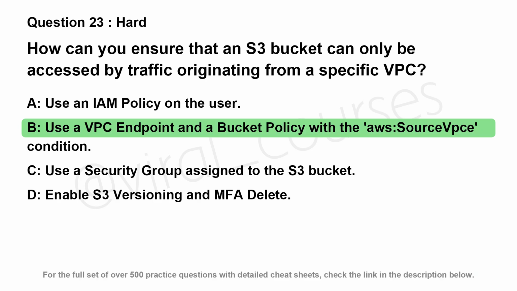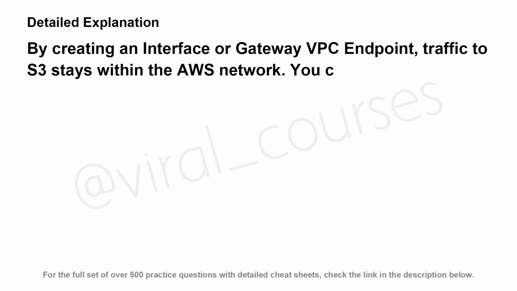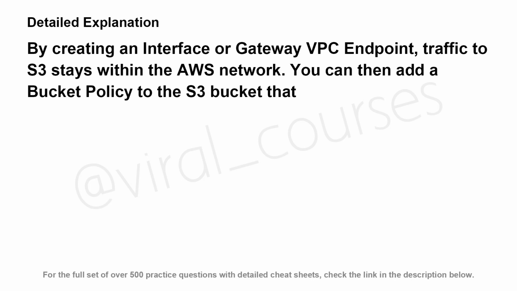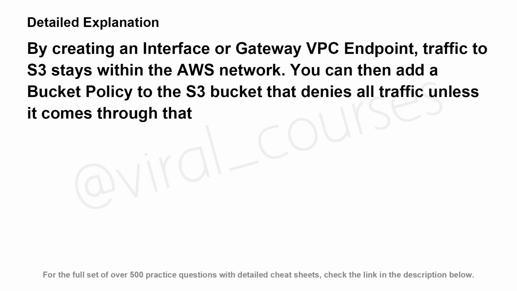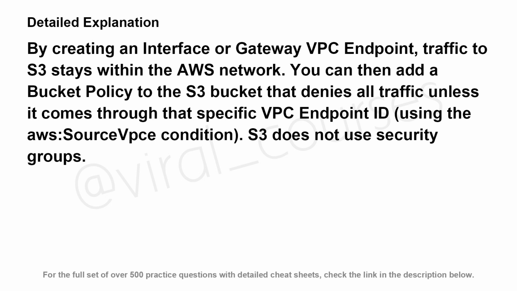The correct answer is B. By creating an interface or gateway VPC endpoint, traffic to S3 stays within the AWS network. You can then add a bucket policy to the S3 bucket that denies all traffic unless it comes through that specific VPC endpoint ID, using the aws:SourceVpc condition. S3 does not use security groups.